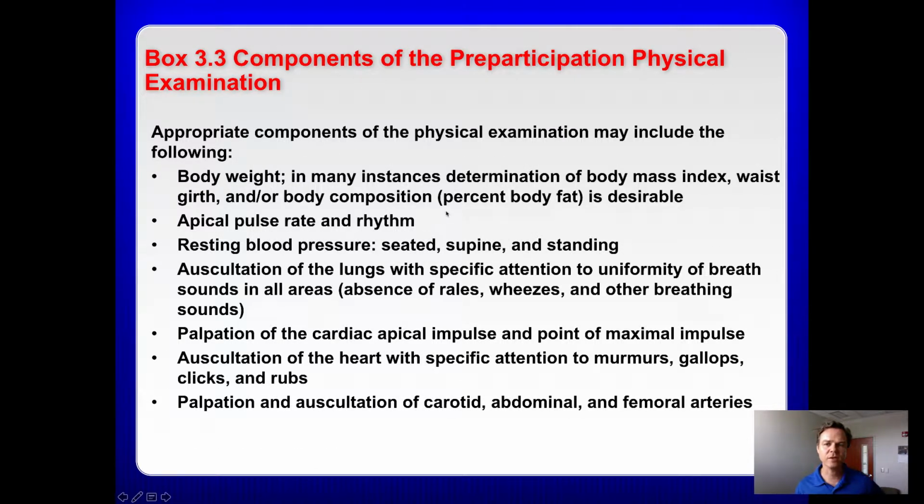So, components of the pre-participation physical exam. When you're looking at a list like this from the ACSM textbook or from the Hayward textbook, keep in mind what are the things that you might be doing. So assessing their body weight, that's something you'll definitely be doing. Determining body mass index, determining percent body fat, that's something that you are more likely to do than somebody in a physician's setting.